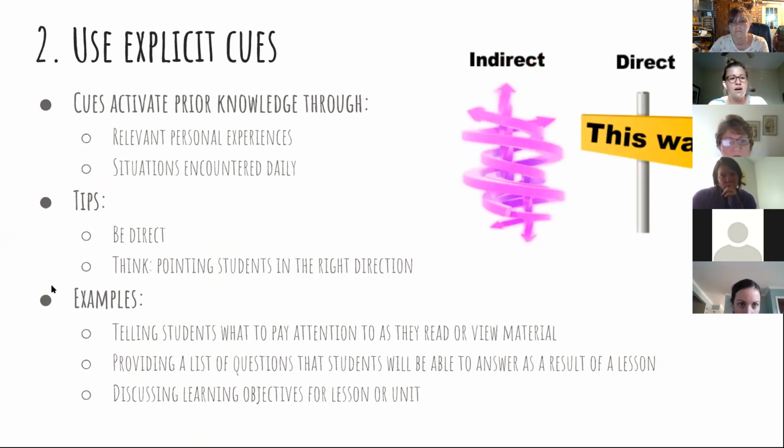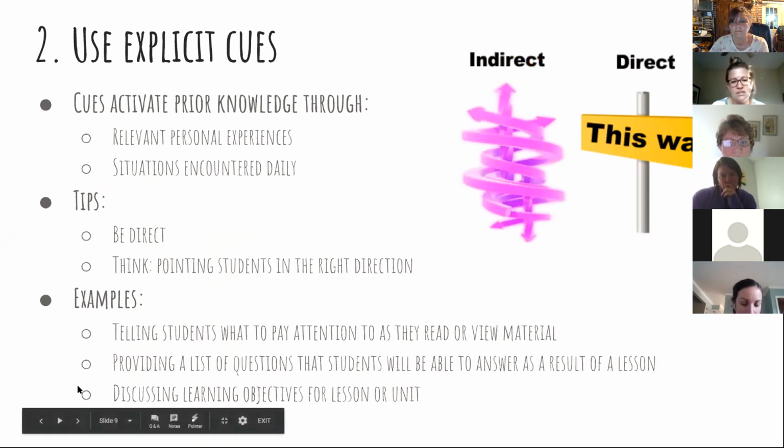Like I had mentioned before, this is something that would most likely take place at the beginning of a lesson. Sometimes we think that this needs to be complex, but it can really be as simple as discussing the learning objectives for a lesson or a unit, providing a list of questions that students will be able to answer as a result of a lesson, and even something as simple as just telling them what they need to pay attention to or what they're looking for as they read or view material.